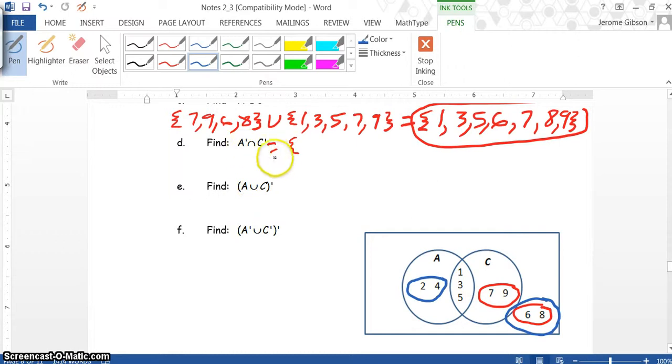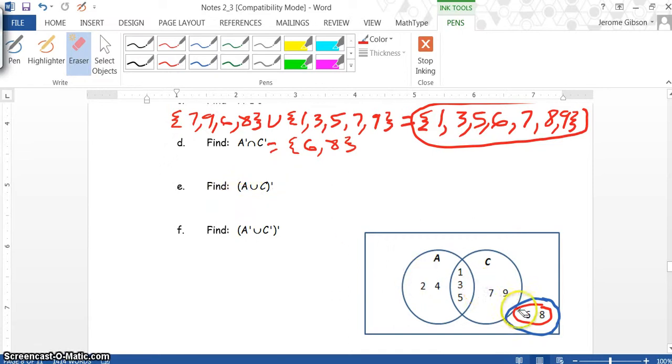Now, we want the intersection of these two. If you look at the intersection of these two, they only intersect at 6, 8. Those are the only two that they have in common. So that is the final answer here. Now we come here to E. It says find A union C complement.